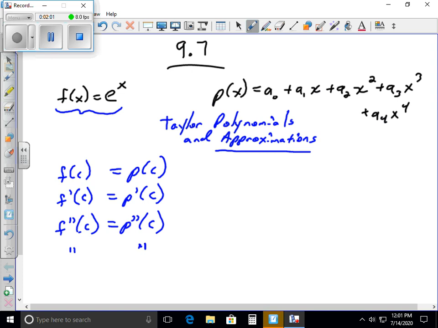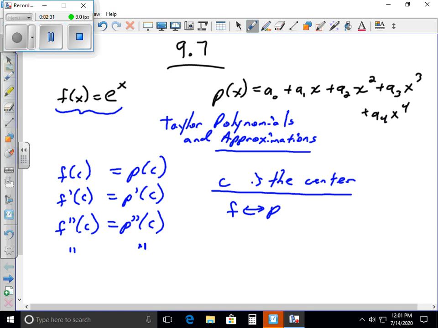Now, c is the center of our polynomial. It's the location where the function and the polynomial are exactly the same. But the farther we get away from c, since we are going to have some error, they're not going to be exactly the same anymore for most functions.